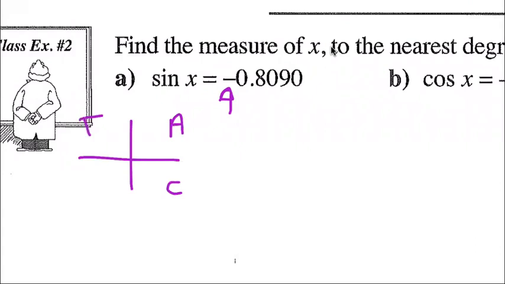C-A-S-T. Almost spelled cats. Cast. All are positive here. It can't be in quadrant 1. Sine is positive here in quadrant 2. So I'm looking for two angles, one in quadrant 3 and one in quadrant 4. That's step 1. Step 2, determine the reference angle.